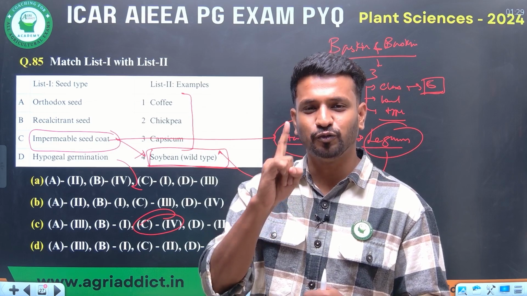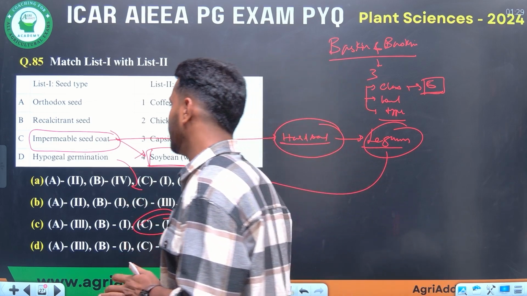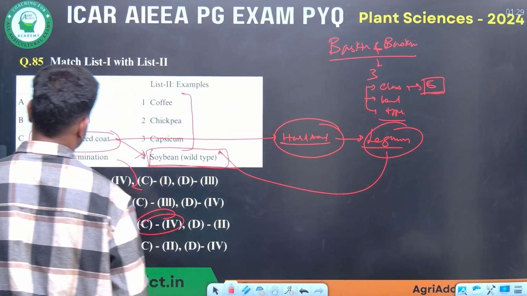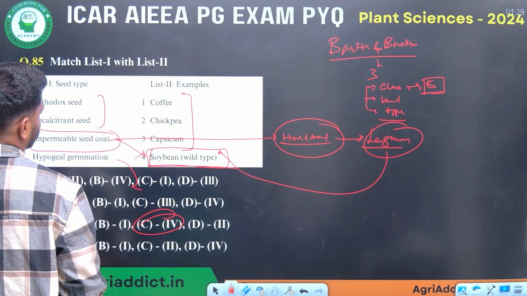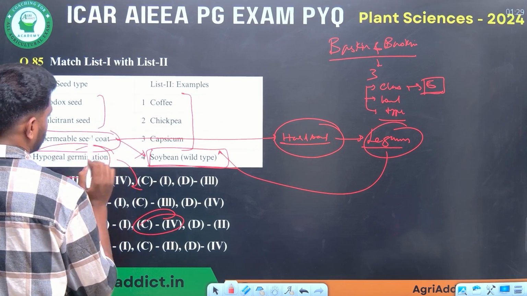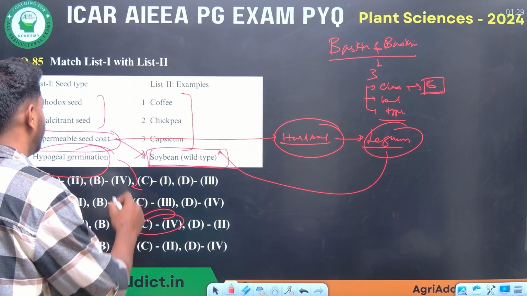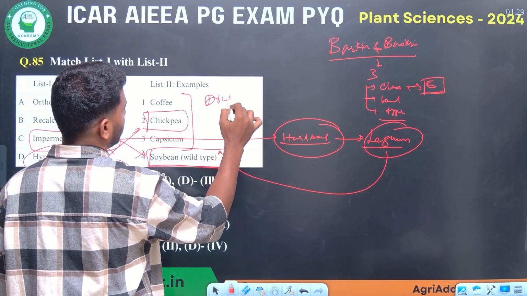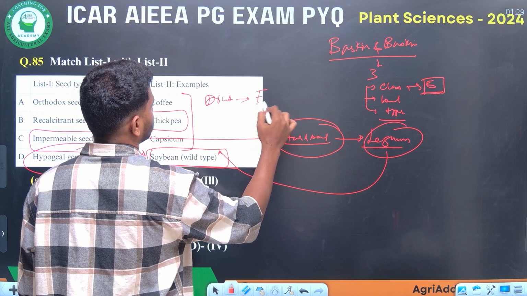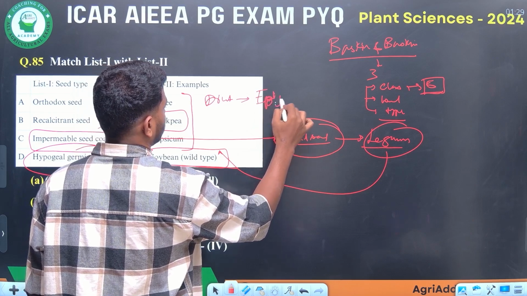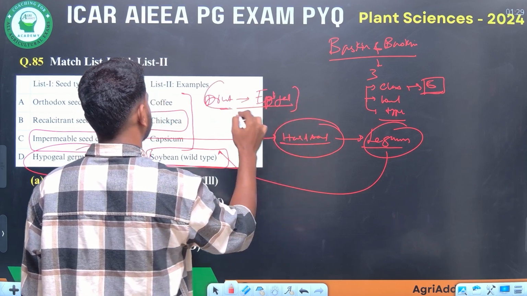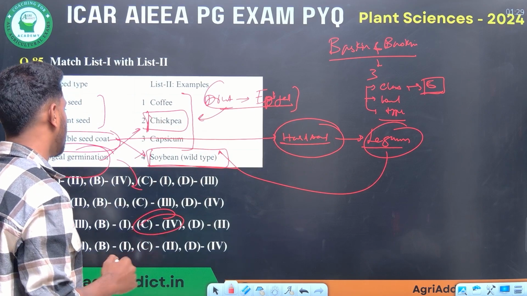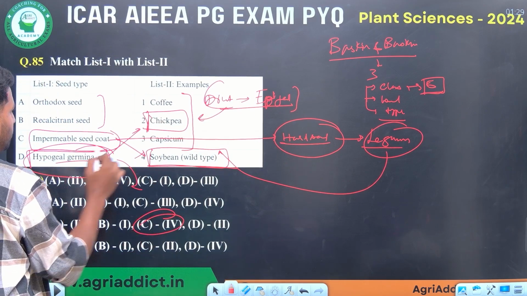Just try to find out at least one. Many times you will be able to come to the conclusion. The next thing, the orthodox and recalcitrant, and hypogeal germination. If you remember, hypogeal germination is for chickpea, because dicots generally have epigeal germination. But again there are exceptions. One very important exception is chickpea. So that's how we can correlate hypogeal with chickpea.